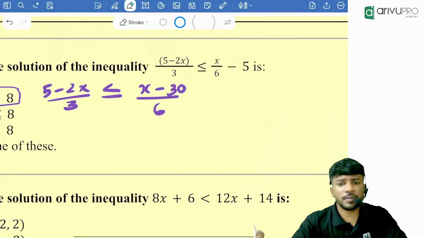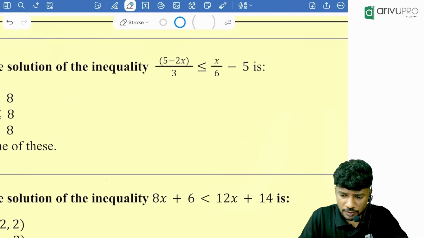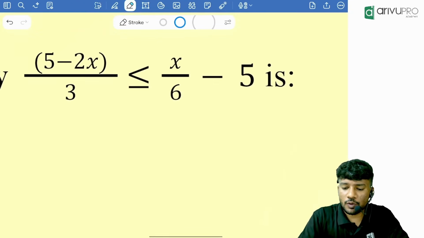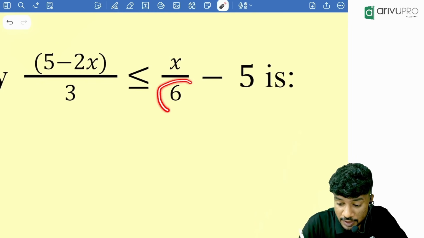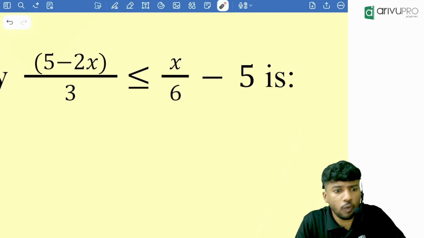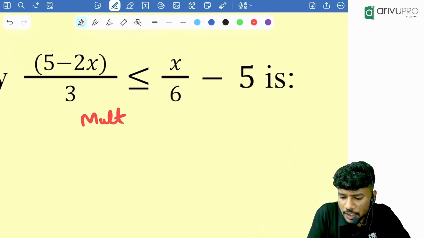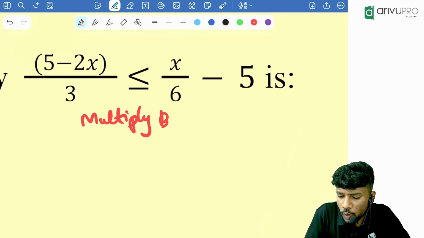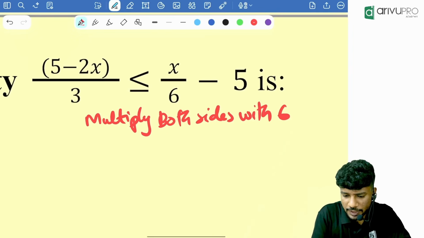So that is one method. I'll show you the other method also. Okay, Sugrita, I'm explaining another method for you without LCM. Now, which is having the highest denominator? Sugrita, which is the highest denominator? 6 is the highest denominator. So I will multiply both sides with 6. Multiply both sides with which number? 6.